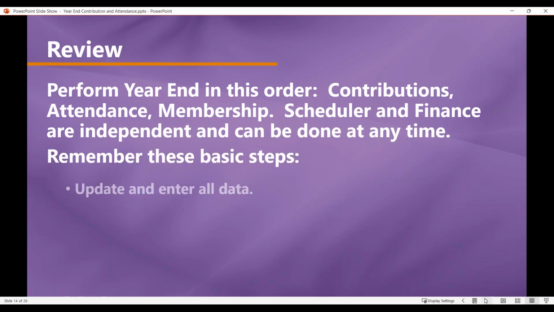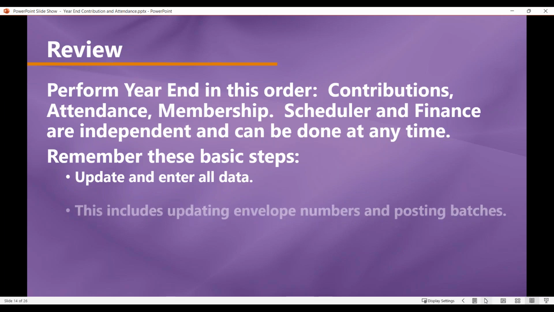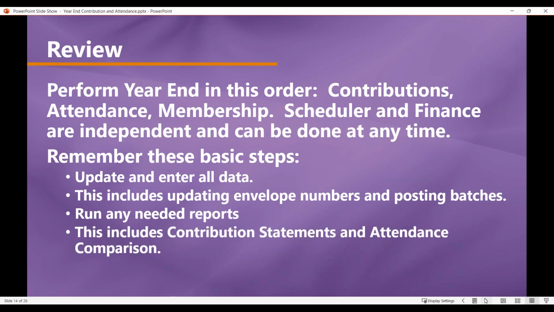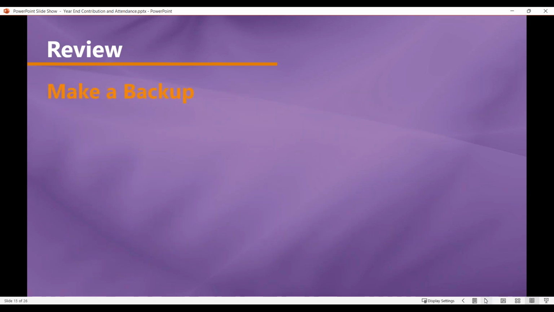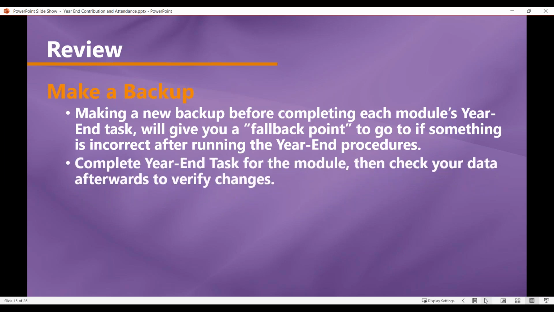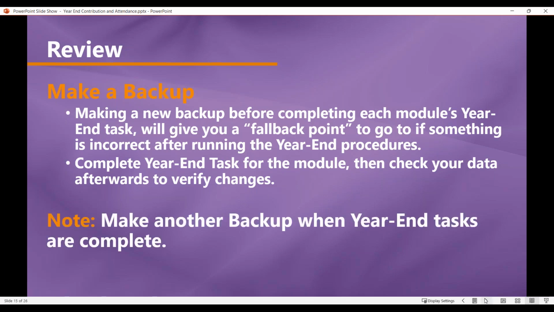And then remember these basic steps: update and enter all data. This includes updating envelope numbers and posting batches. Run any needed reports. This includes contribution statements and attendance comparison. And then make a backup. Making a new backup before completing each module's year-end task will give you a fallback point to go to if something is incorrect after running the year-end procedures. And then complete year-end tasks for the module, then check your data afterwards to verify changes. Note, make another backup when year-end tasks are complete.